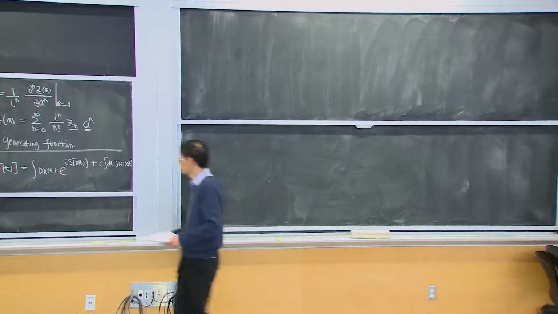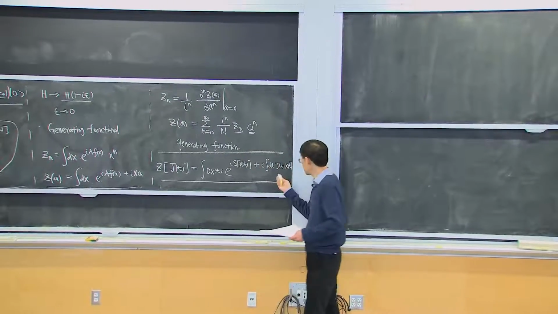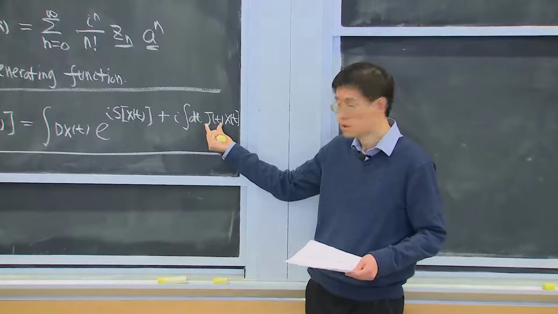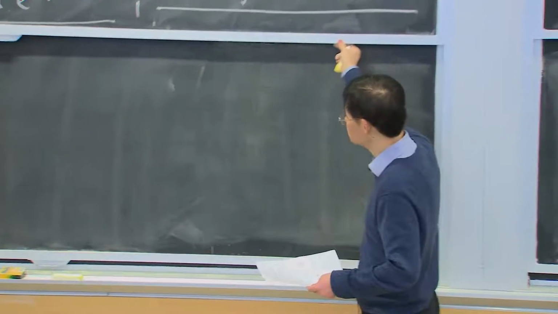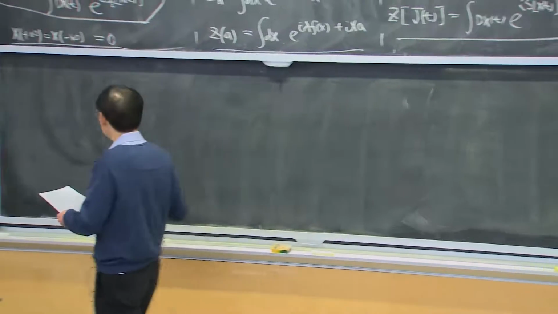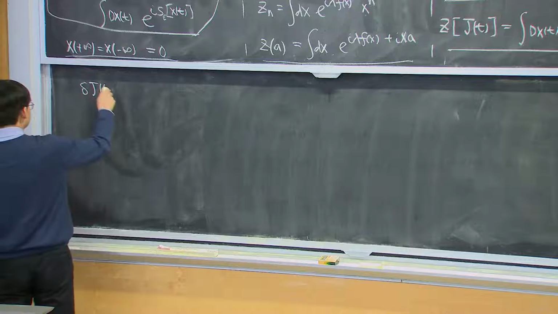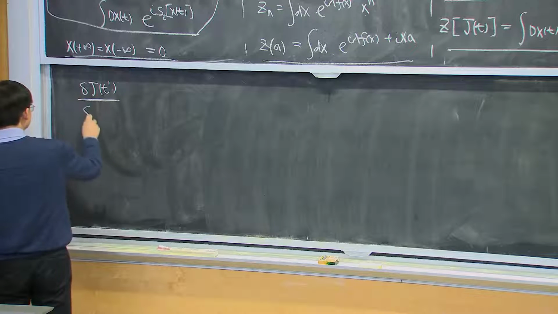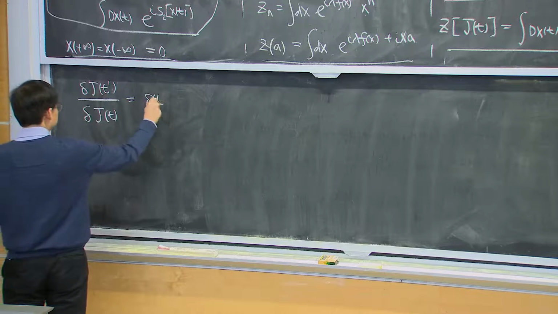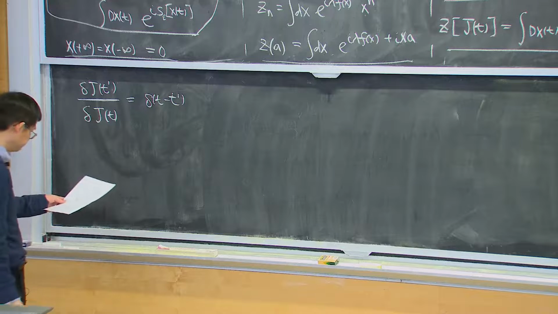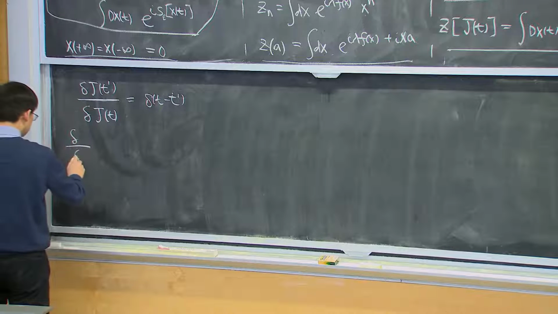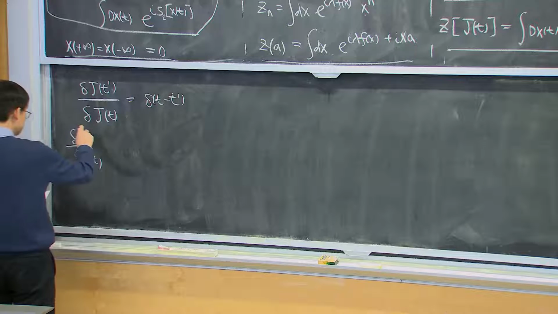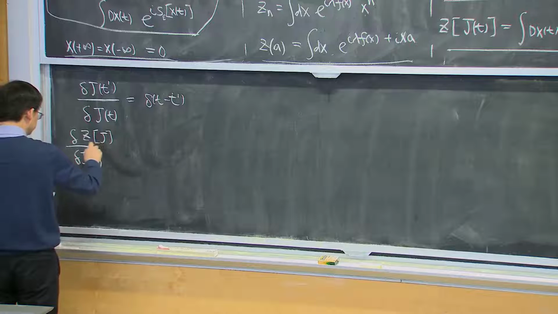Now, similarly, if we take a functional derivative with respect to J t, then we can bring down a factor of x t. More explicitly, let me remind you of the rule for the functional derivative. If you have delta J t prime with respect to the derivative over J t, that just gives you a delta function. So now let's look at this rule applied to delta J t on Z, Z of J.